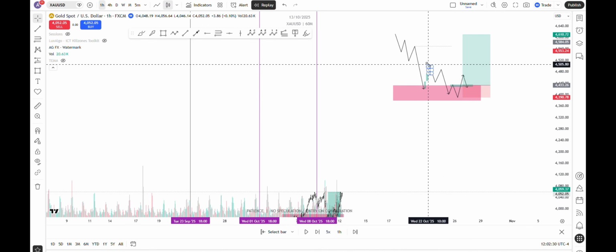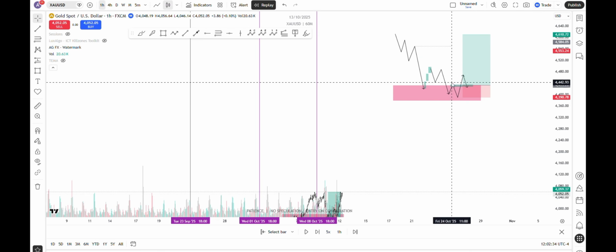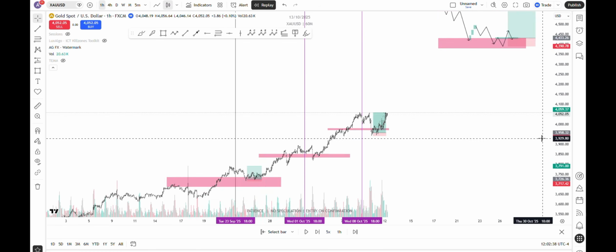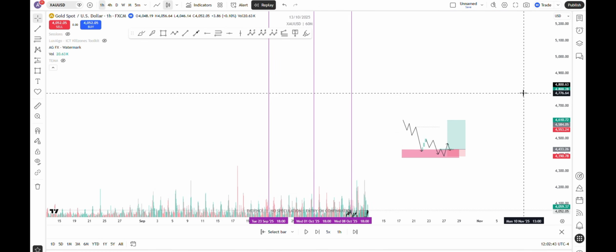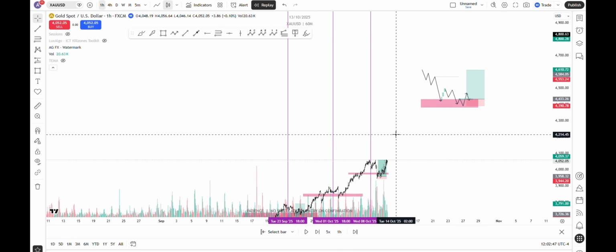Initially, if displacement does not work from the same POI, you'll be waiting for a market structure shift. If you see that, then based on that, you'll be taking your entry. So that's the entry model that you need for trading not just gold, but any kind of market. The same thing can be applied for Bitcoin as well, and also for currency pairs.